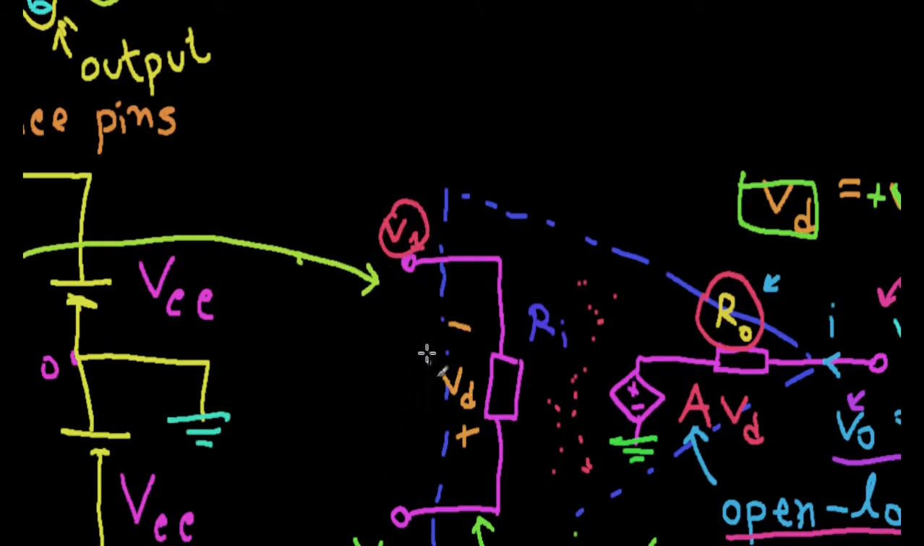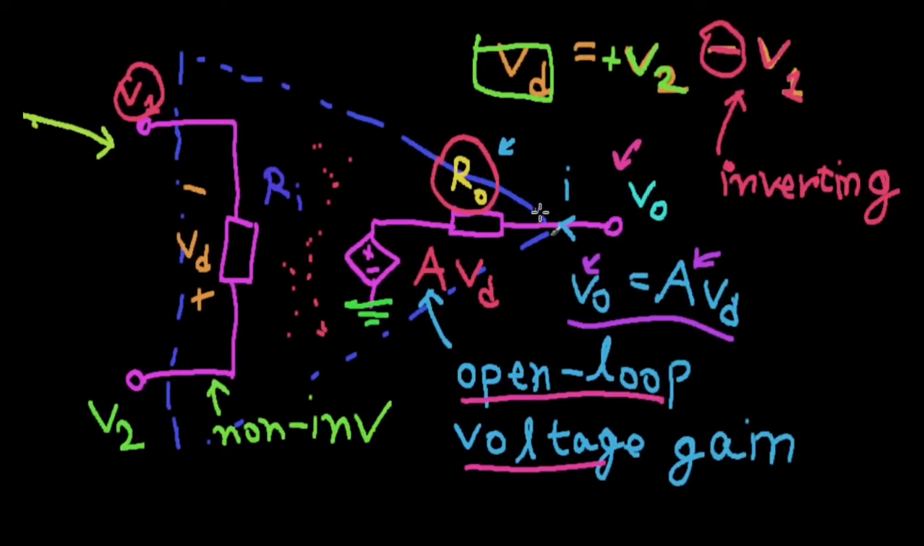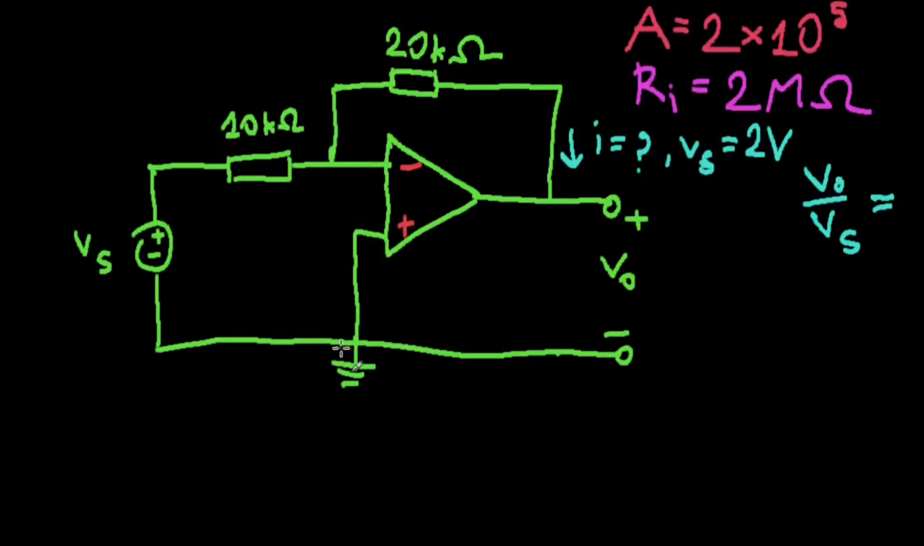Between the input terminals, you have your input resistance, and Vd is from V1 to V2, from the negative to the positive. That's clear. And from this terminal, you have your output resistance, then this VCVS, and it's connected to the ground. In this circuit, this is the ground, so we need to connect that all the way here.